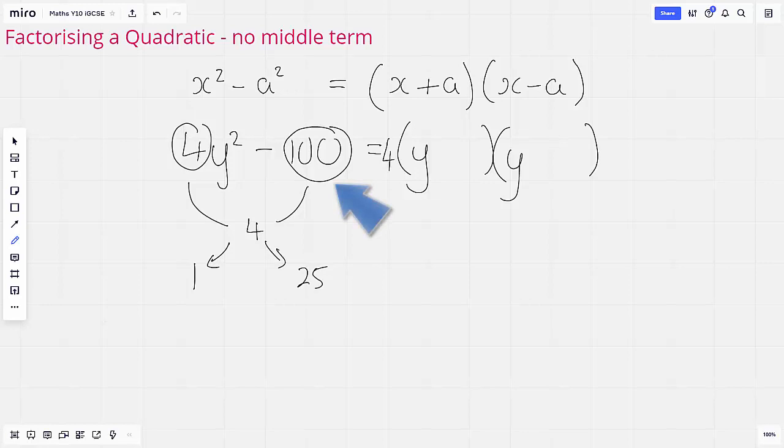Now therefore this is going to be not 100 but 25, and 25 is the square of 5. So we're going to end up with a 5 here and a 5 here. This is going to be plus and this is going to be minus, and that's our final solution.